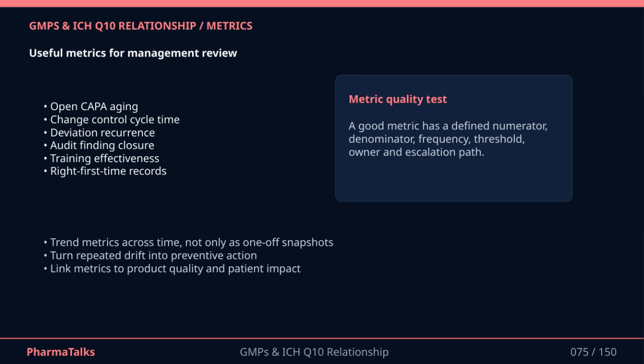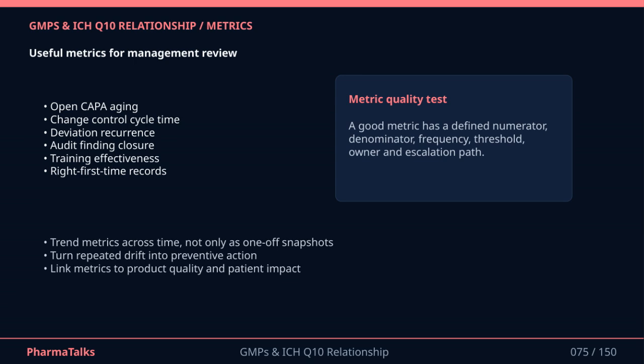Change control cycle time shows us how efficiently changes are implemented, while deviation recurrence highlights whether problems are recurring and need further investigation. Audit finding closure measures how quickly we address and resolve issues found during audits, ensuring compliance. Training effectiveness ensures our staff are properly skilled and knowledgeable. Lastly, right first time records indicate how often processes are done correctly without the need for rework, directly impacting overall quality.